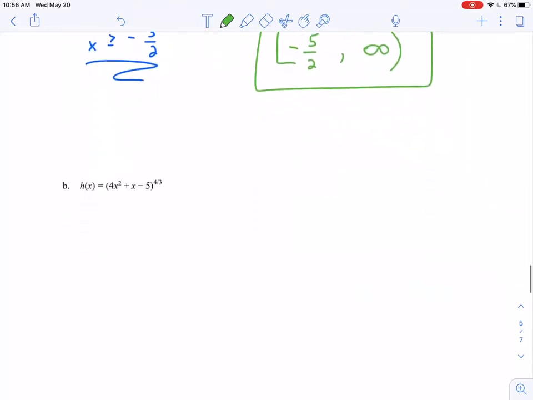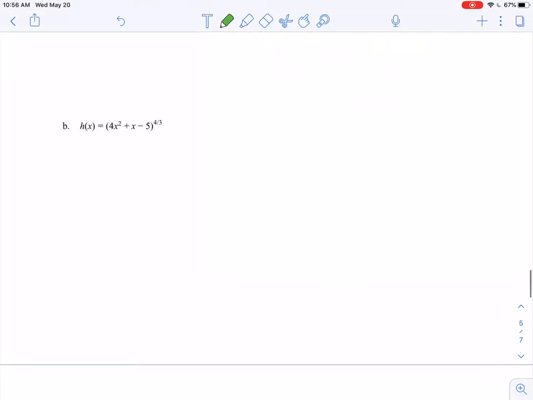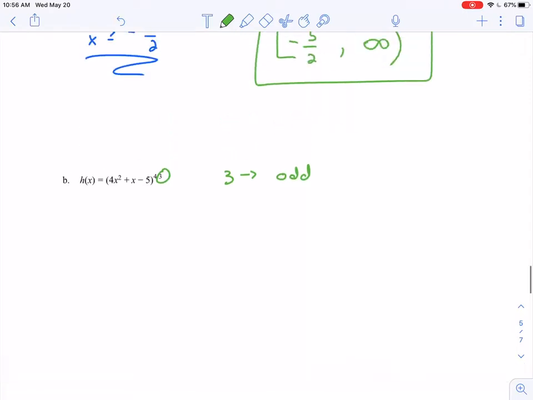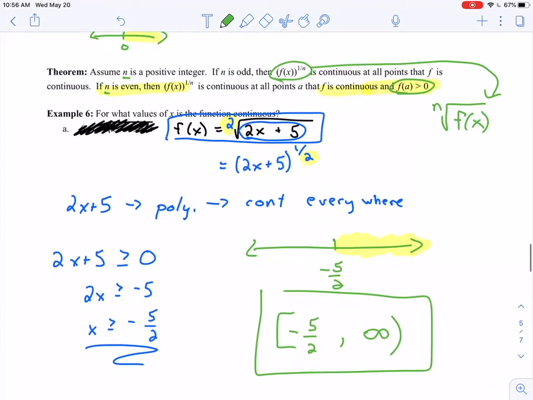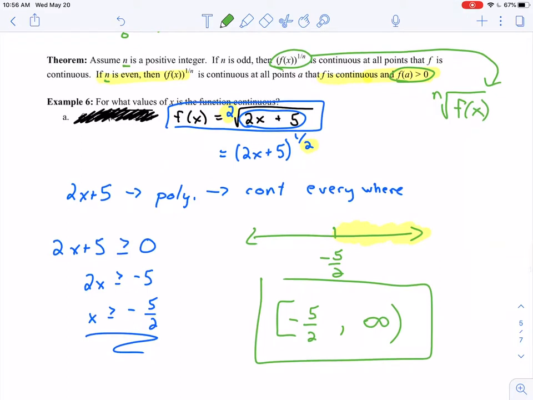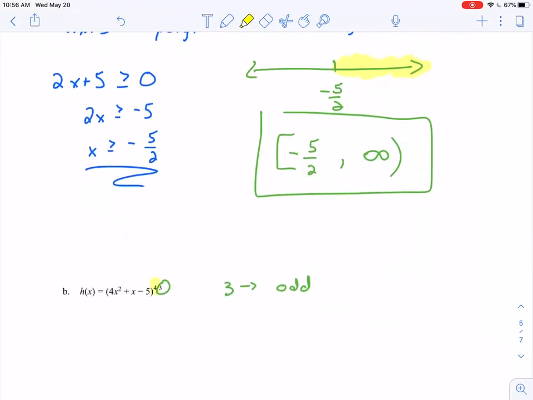Next, I want to do one more here. Here I have h of x equals 4x squared plus x minus 5 to the 4/3 power here. So now it's a little bit more clear what the denominator of our power is. We're looking at 3, which is an odd number. So okay, we have 3, this is an odd number, and before I jump into that, you might be still confused about one thing. You might look at that 4 and say, hey, well, that 4 is different than 1. How does that change our problem?